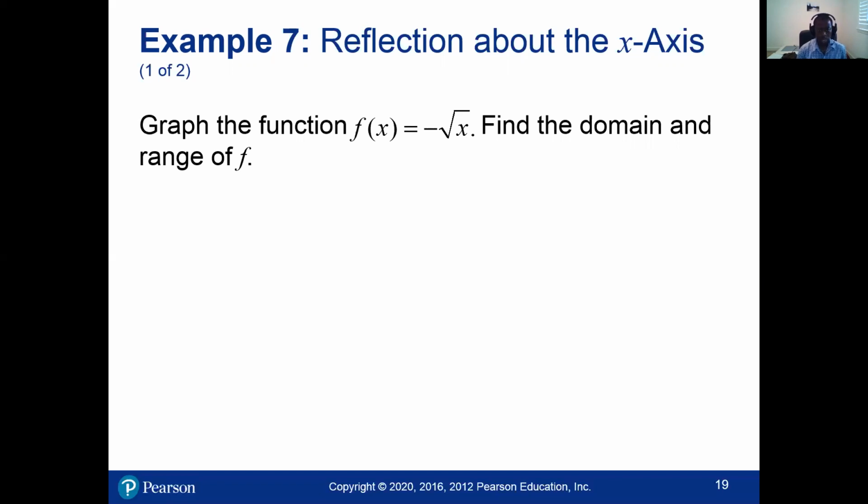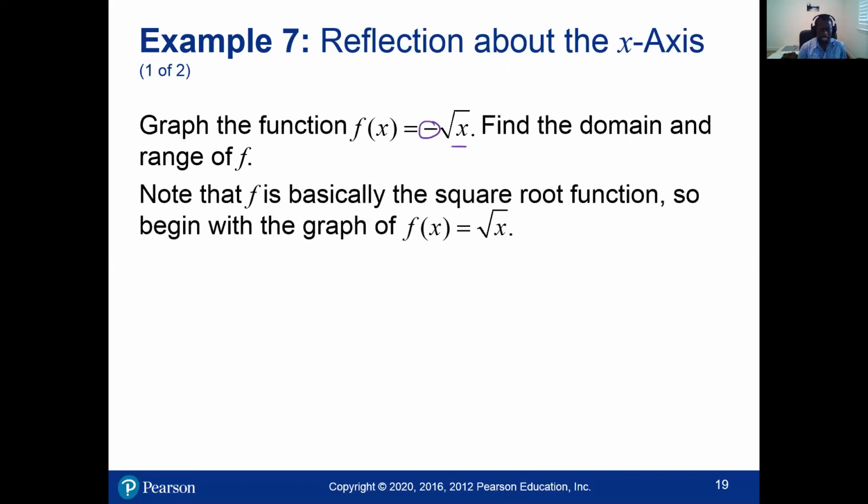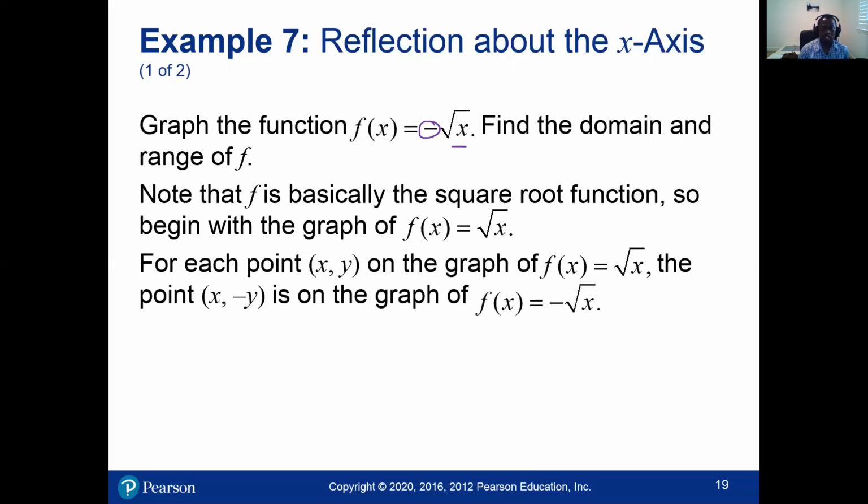Okay. So you have f of x is equal to negative square root of x. Now what we do is that we want to find the... This is a reflection in the x-axis because of the negative in front of it. And then we'll find the domain and the range. Okay, note that if f is basically the square root function, so we begin with the graph of square root of x. Okay, and then for each point on that, we reflect it in the x-axis. In that case, the x coordinate will remain the same, but the y will be the negative of that. That's what it means.